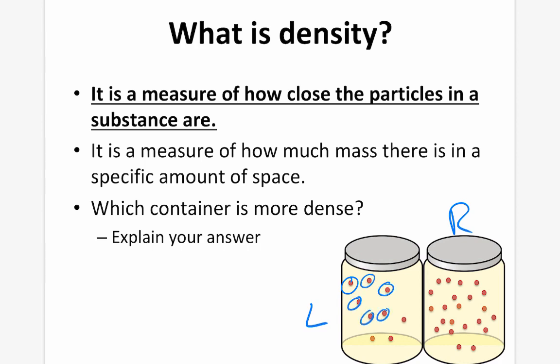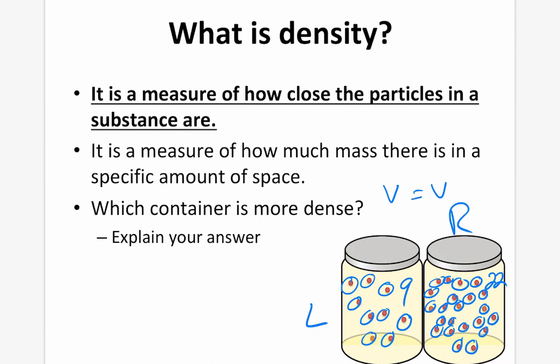and on the right, 1, 2, 3, up to 22 particles. So in the exact same volume, the volumes are equal to each other, but there are more particles on the right than on the left. So we would say that the density is higher here, because there's more particles per given area.